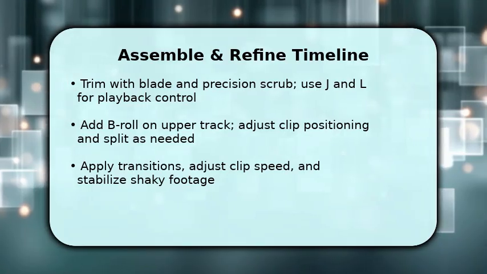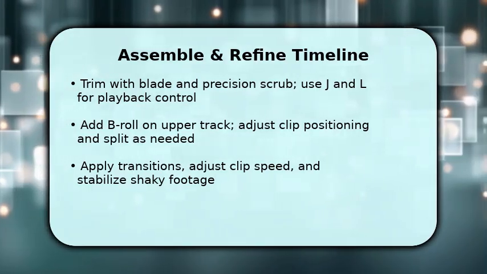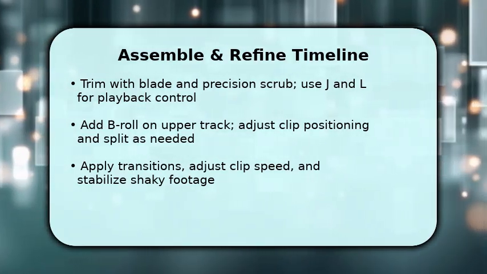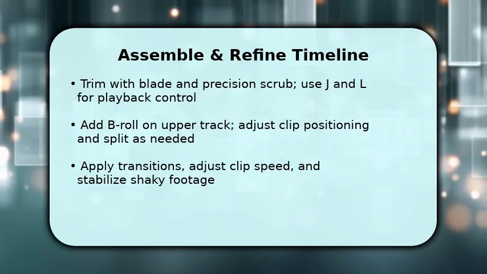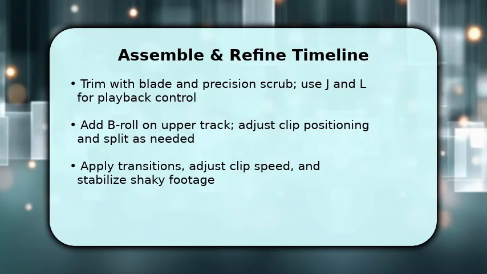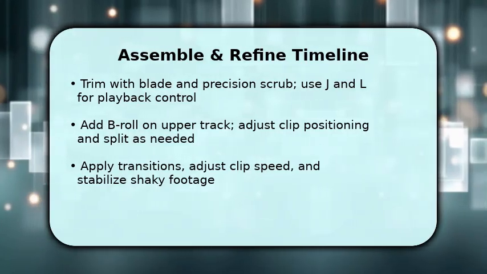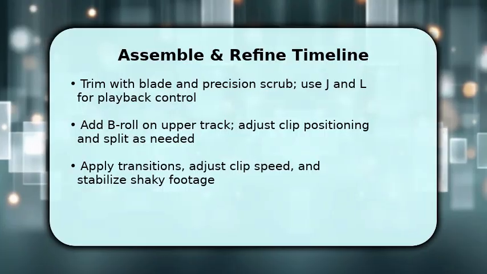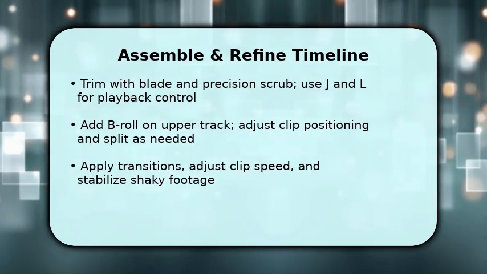Once primary footage is locked, layer B-roll on the upper track and split clips to insert cutaways. Apply simple transitions sparingly, warp speed for timing, and stabilize any shaky clips. Keep audio in mind. Fade music under dialogue, and use the audio inspector to reduce background noise.